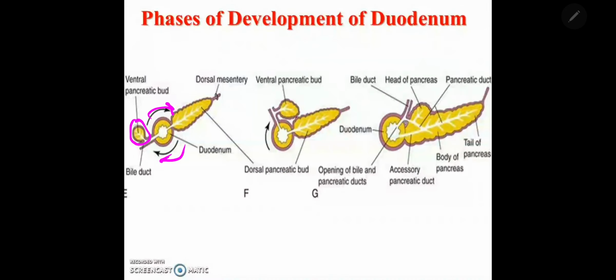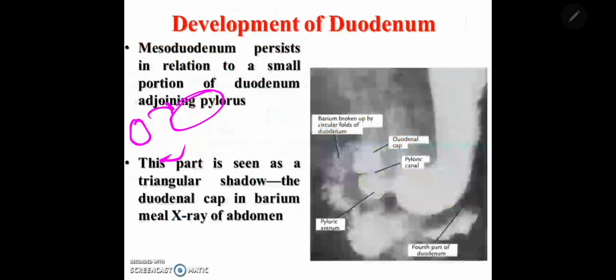So the ventral bud joins with the dorsal pancreatic bud. That's why you have two ducts there. But the mesoduodenum persists in relation to the duodenum adjacent to the pylorus, resulting in the duodenal cap on the X-rays that we see, the barium meal X-ray, contrast X-ray.